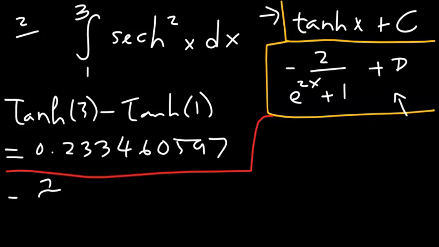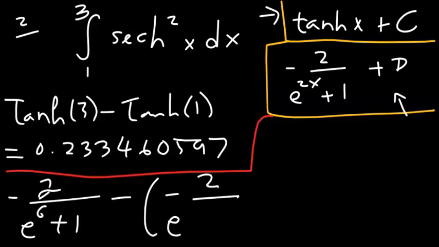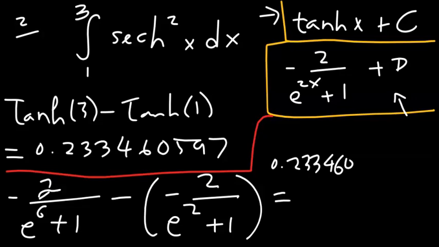Now let's use the second form. It will be minus 2 over e to the power 2x plus 1, where x is now 3 for the upper limit, so e to the power 6 plus 1, minus minus 2 over e to the power 2x plus 1, where x is 1 now, so e to the power 2 plus 1. And that's going to give you the same answer, 0.233460597. So you see, integration constants are indeed very important when you're expressing answers to indefinite integrals.